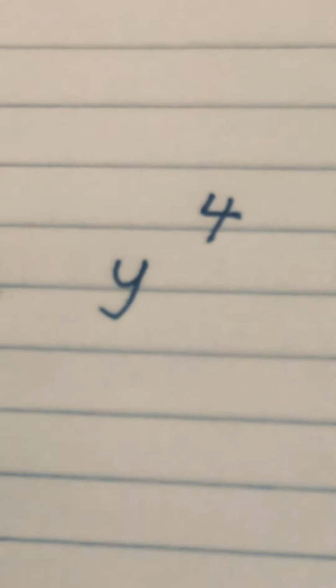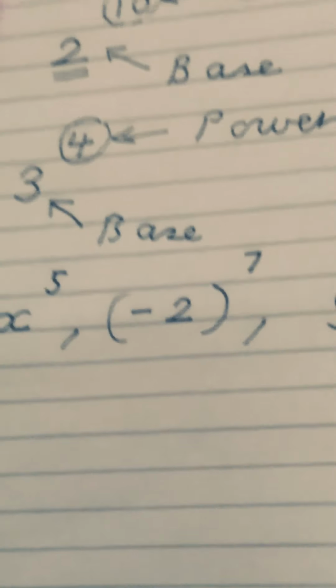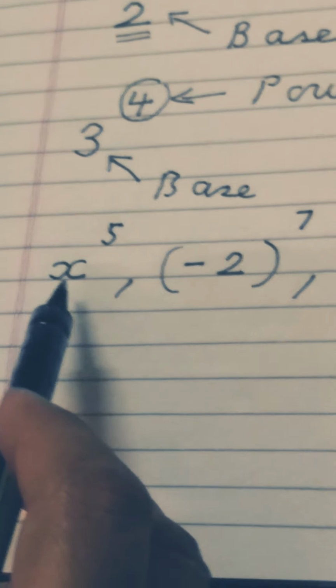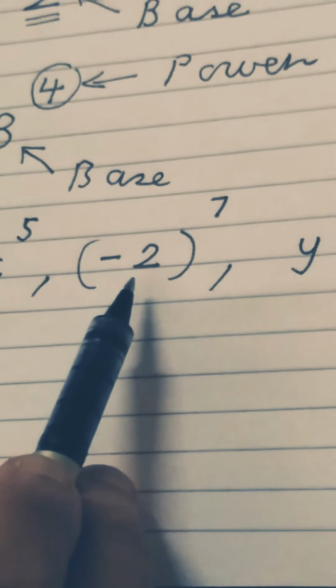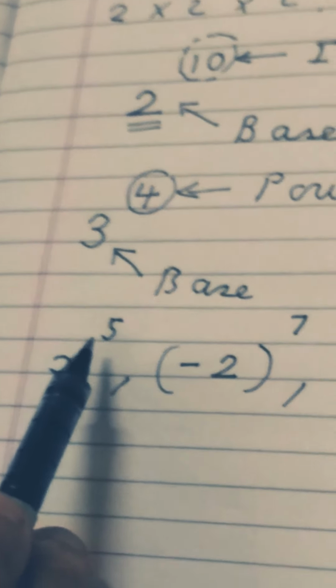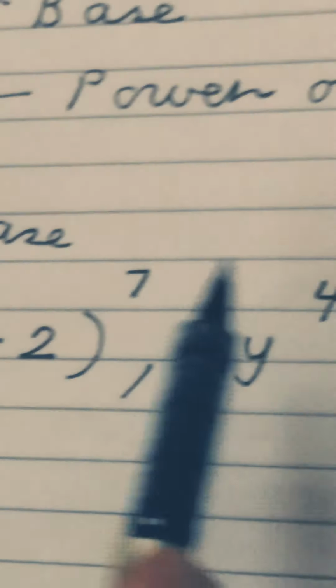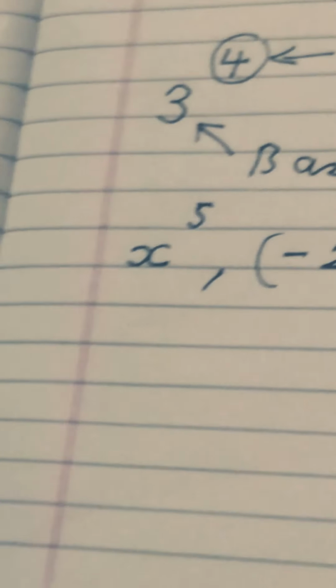Y raised to 4. So, in these examples, tell me what is the base? Yes, you guessed it right. Here the base is x. Here the base is minus 2. And here the base is y. The powers or the indexes are 5, 7, and 4. So, this is how we represent indices.